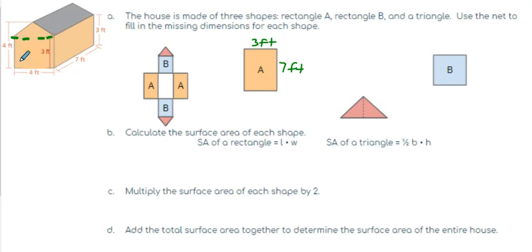So keep in mind, we're only looking at this shape right here, this rectangle. So the entire height of both the triangle and my rectangle is 4, but we just want the height of the rectangle. So we have a 4 by 3.